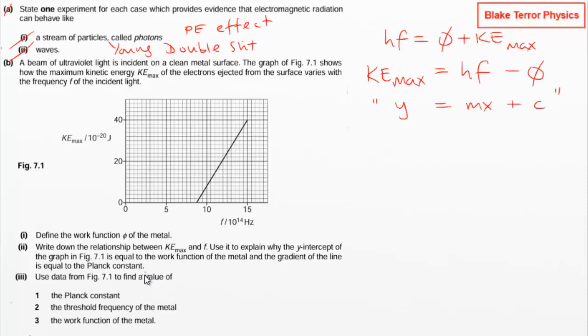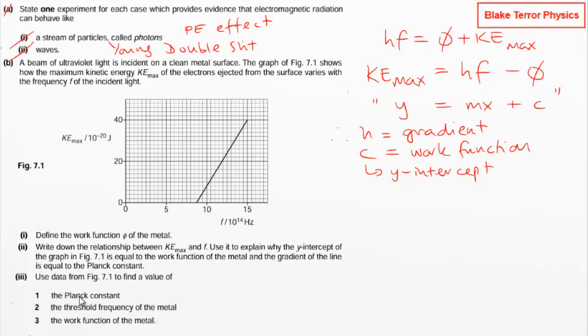So what were they wanting us to say? You explain the y-intercept is equal to the work function. So yeah, therefore the h is the gradient and c is equal to the work function. Okay, c or the y-intercept. So that's what they've put in the question.